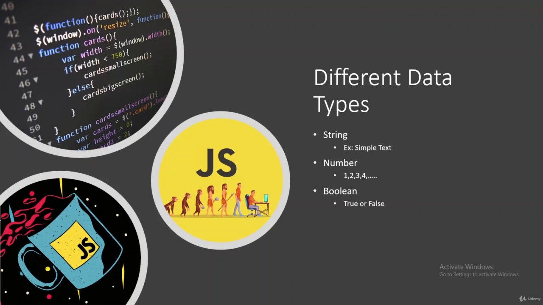But to start, we're mostly going to talk about strings and numbers. When we get more advanced and talk about various loops and other things, we're going to talk a little bit more about Booleans. So right now you should know that there are three main data types: string, numbers, and Booleans.